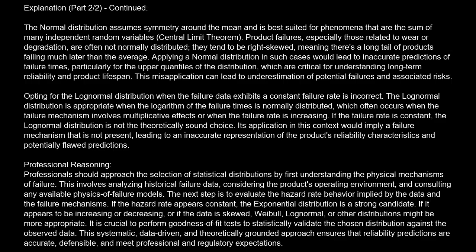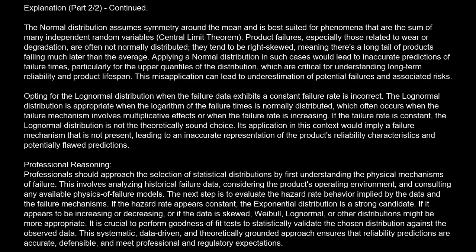Opting for the log-normal distribution when the failure data exhibits a constant failure rate is incorrect. The log-normal distribution is appropriate when the logarithm of the failure times is normally distributed, which often occurs when the failure mechanism involves multiplicative effects or when the failure rate is increasing. If the failure rate is constant, the log-normal distribution is not the theoretically sound choice. Its application in this context would imply a failure mechanism that is not present, leading to an inaccurate representation of the product's reliability characteristics and potentially flawed predictions.